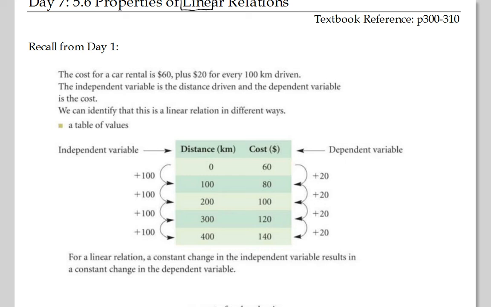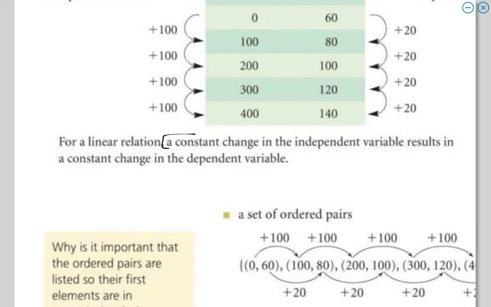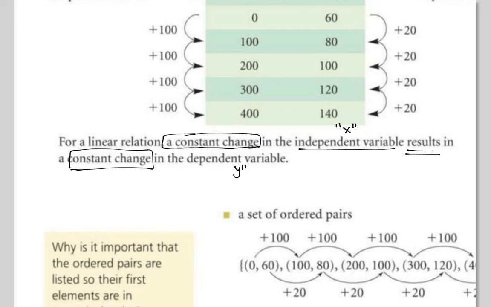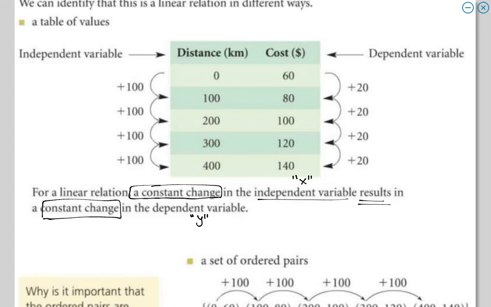To answer the question whether it's linear or not, you have to look for this. A constant change in the independent variable. So a constant change in x results in a constant change in the y. So right here we can see that the delta x is 100 positive. It's going up by 100. And the delta y is a positive 20. Every time you go up by 100 on the x, you go up by 20 on the y.